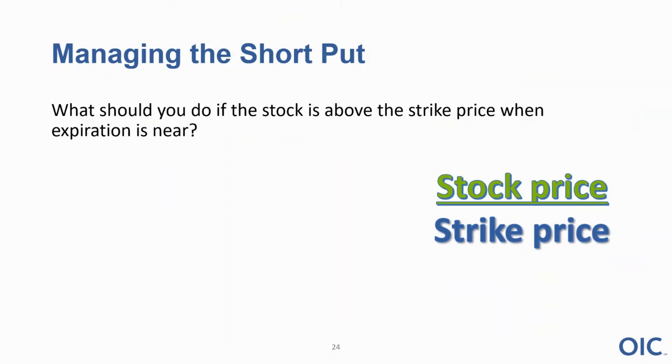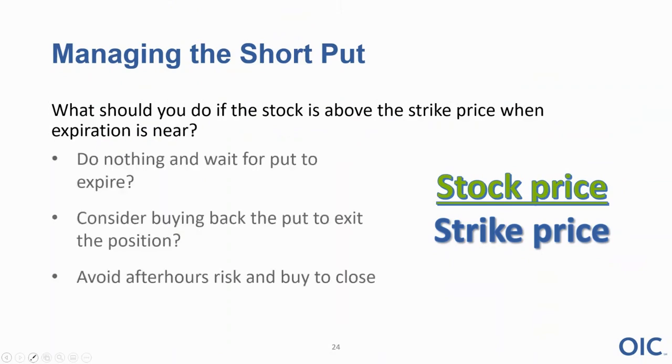So the question is, what do you do if the stock is above the strike price when expiration is near? And simply, you can do nothing and wait for the put to expire, right? Because that's the idea. The put's going to expire worthless. You're going to keep that entire premium to yourself for 100% profit. You might consider buying back the put to exit the position. Remember, we had said that about 72% of all options expire worthless. And let me rephrase that. 72% of all options get closed out in the market. About 20% of options expire worthless, and the balance actually live to see expiration and are exercised and or assigned.